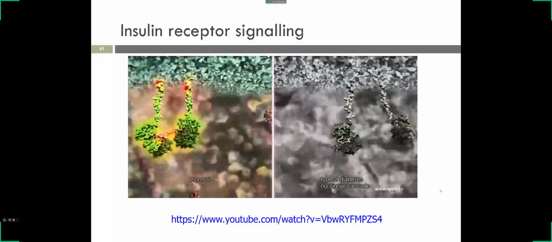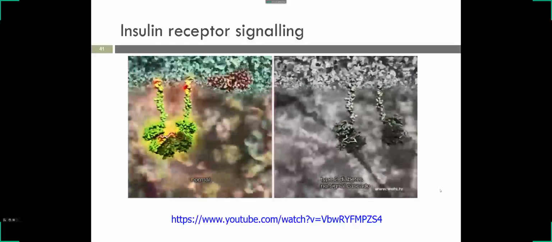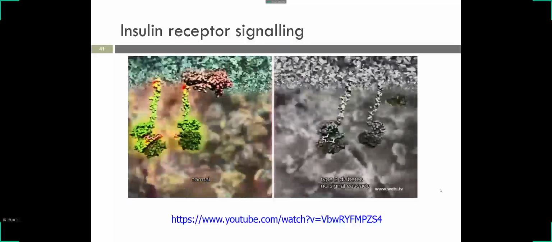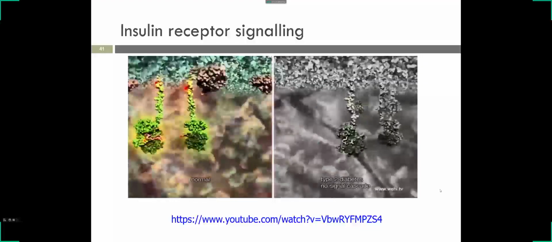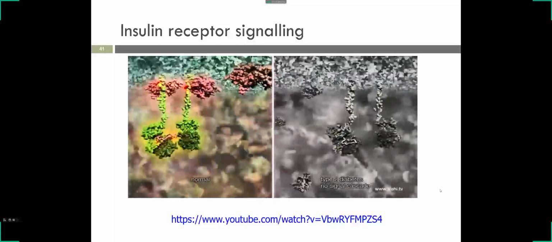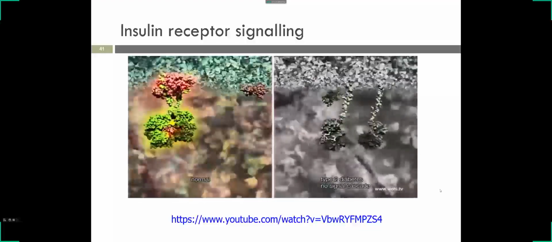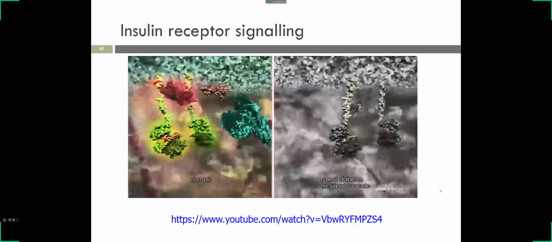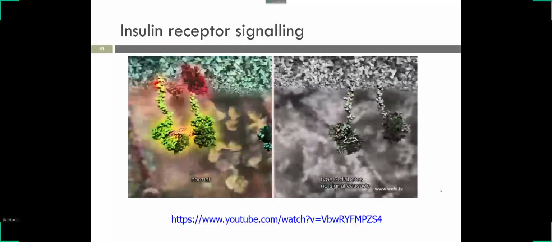Okay, and then on the right, you can see part of the problem if you have a non-active type insulin receptor, then you won't get the signaling cascade, and that's partly what drives diabetes.